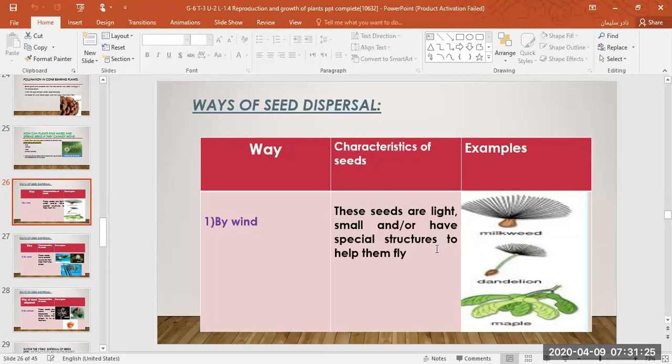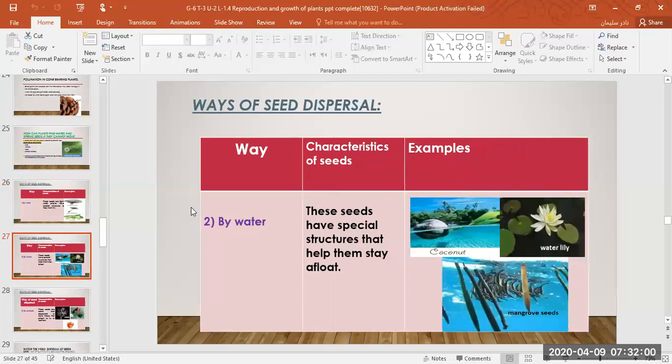Okay, so here are the ways of dispersal again: by wind, by animals, by water, and by humans. The way depends on the characteristics of the seed. If the seed is light and small or has special structures for flying, it can be spread by wind, like milkweeds, dandelion, and maple. The second way of dispersal is by water.